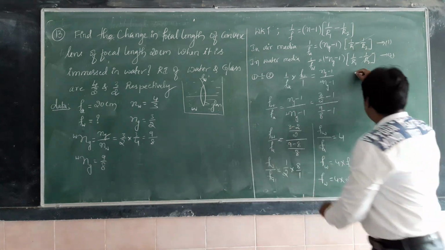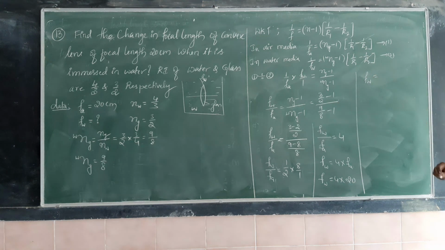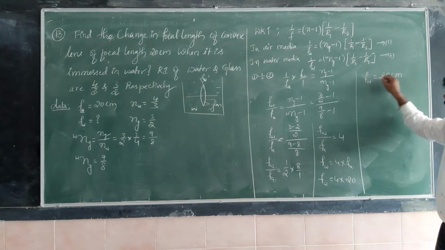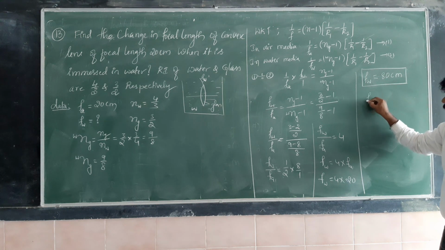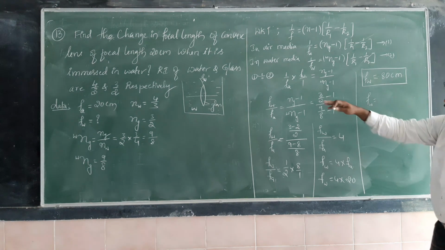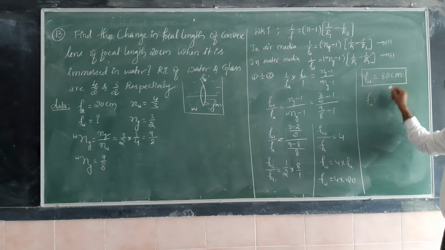So how much are we getting? 20 into 4 is 80. The focal length in water is equal to 80 centimeter. Suppose I want to write the answer in SI system, it will be divided by 100. The focal length of the lens when it is in water is 80 by 100, which is 0.8 meter.